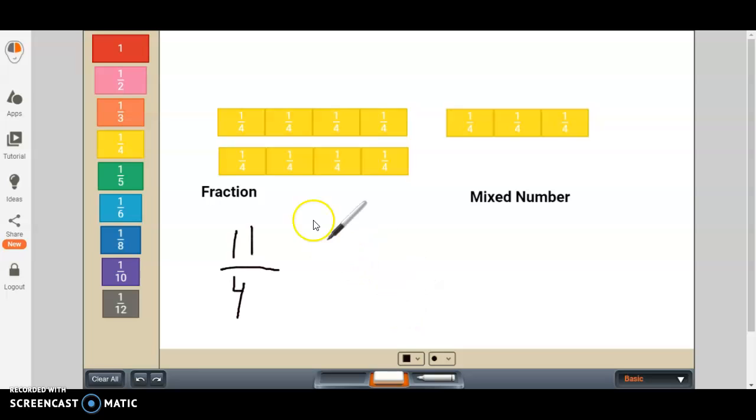Well, let's see. I have 1 whole, right? I have 4 here, so that's 1. I have 4 here, so that's another 1. And I don't have enough here. So I was able to make 2 wholes, and I still have 3 fourths left over. Excellent.